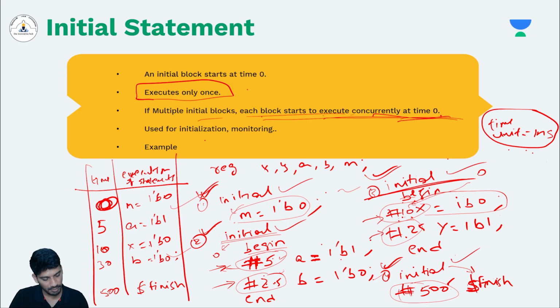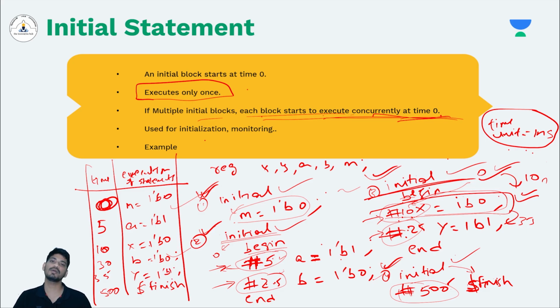Similarly, this is starting at 0 and this x equals 1'b0 is consuming 10 nanoseconds. From here to here 10 nanoseconds has passed. So after 35 nanoseconds, because 10 plus 25 is 35 nanoseconds, this statement will execute: Y is equal to 1'b1. This is very, very important. If you don't understand this, then you don't know how the timing is controlled inside Verilog. So I am explaining one more time.